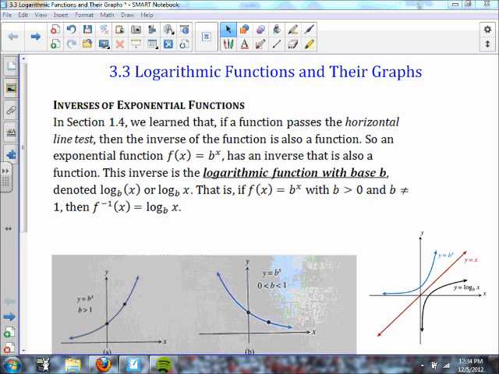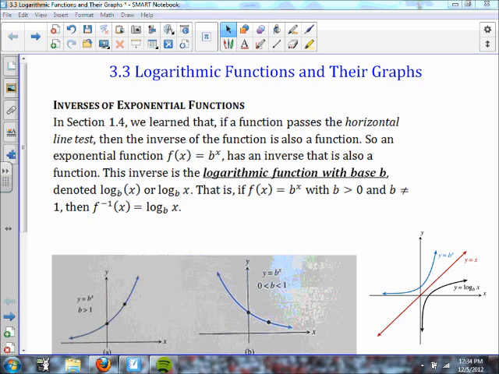Now, inverses of exponential functions. In section 1.4, we learned that if a function passes a horizontal line test, then the inverse of the function is also a function. So we already know that if equations pass a vertical line test, they're functions. If they pass a horizontal line test, they have an inverse that is also a function. We talked about that in previous sections. So an exponential function, b to the x, has an inverse that is also a function. This inverse is the logarithmic function with base b, denoted log of x to the base b. The b is always a little number right next to log.